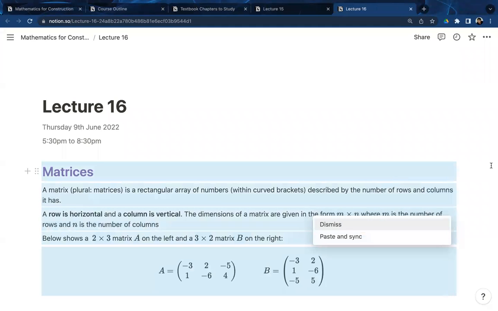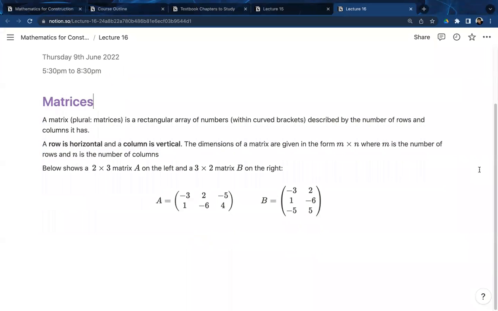Matrices, right? Plural is matrices, singular is matrix. Just a rectangular array of numbers, number of rows first, then number of columns. Row is horizontal, column is vertical. The dimensions are m by n, where m is the rows and n is the number of columns. So if you look at matrix A here, that is 2 rows by 3 columns. So this is a 2 by 3 matrix. Matrix B is a 3 by 2 matrix because that's 3 rows. You always list the rows first.